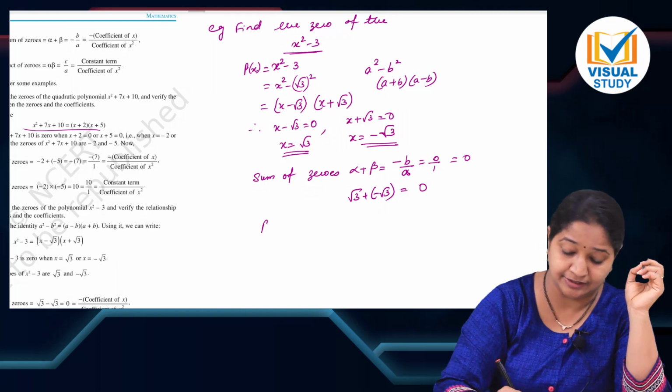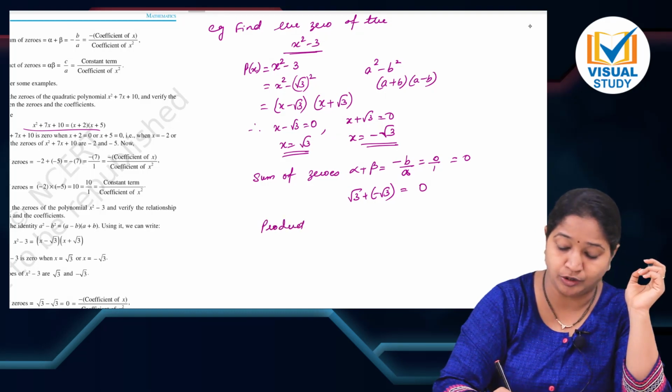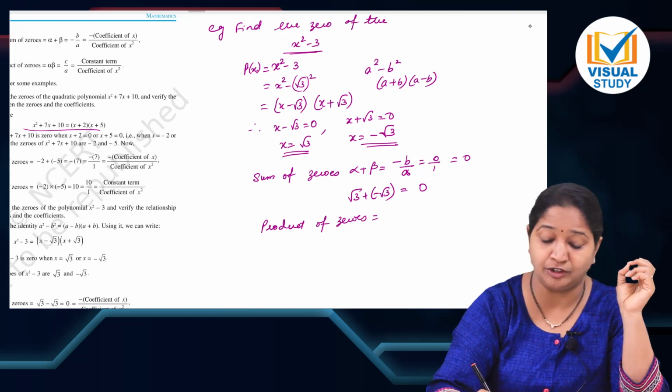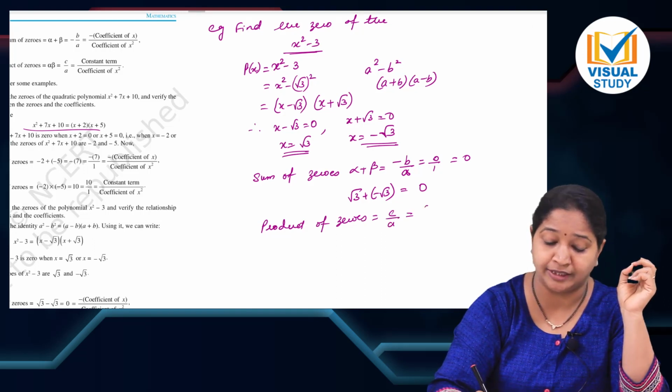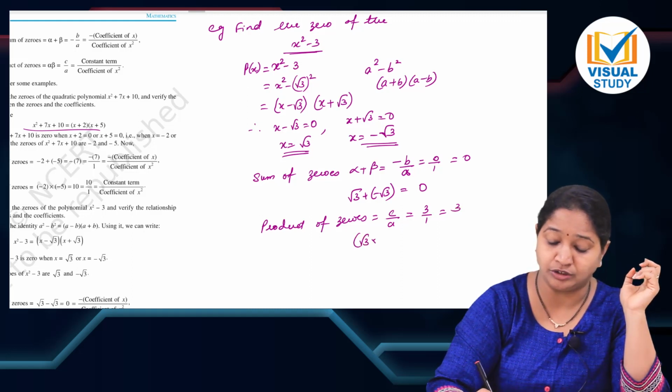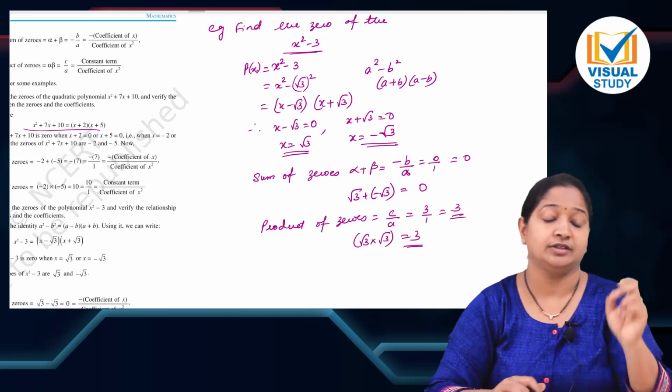Have you verified? Yes. Then the product of zeros is equal to c upon a, that is 3 upon 1, that is 3. And when you verify, root 3 into root 3, you get 3. Hence verified.